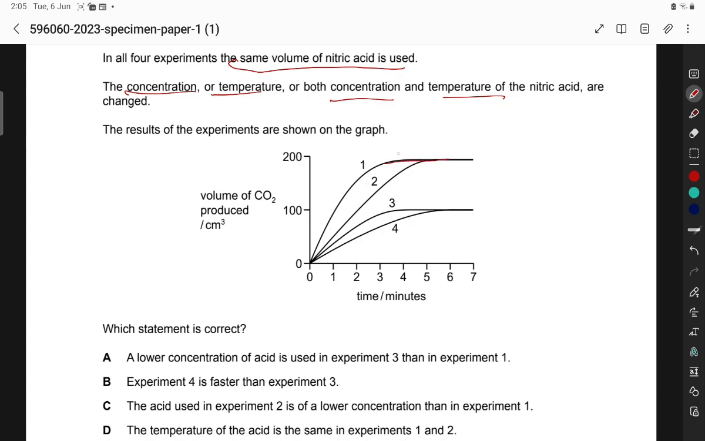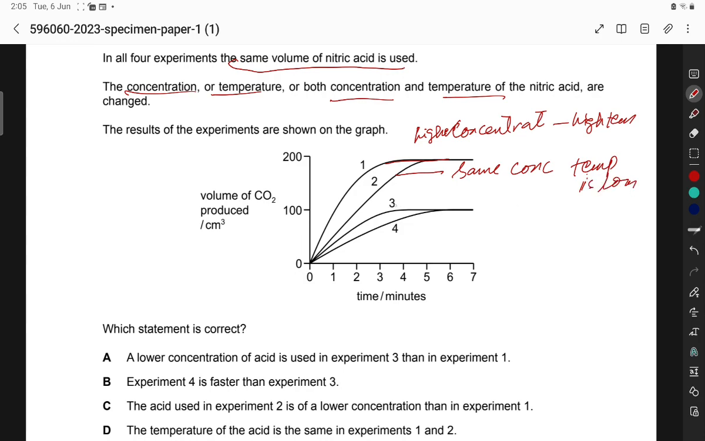This is experiment 1 at this higher concentration. Experiment 2, concentration same, temperature is low. Third experiment, concentration is lower than 1 and 2.